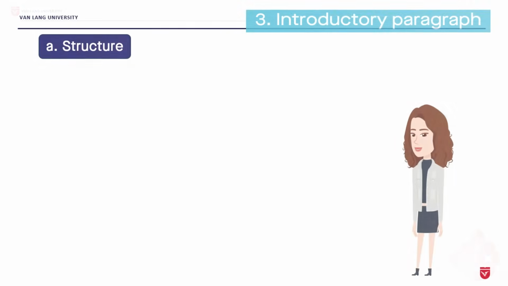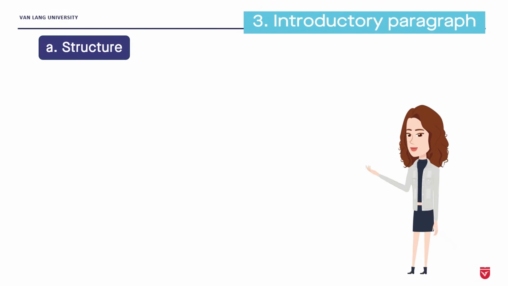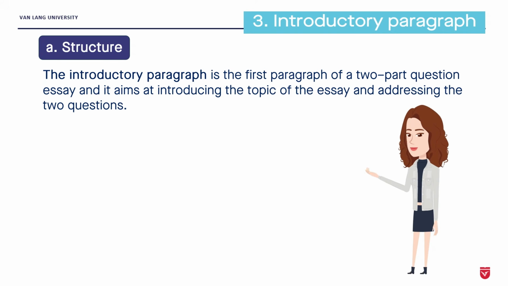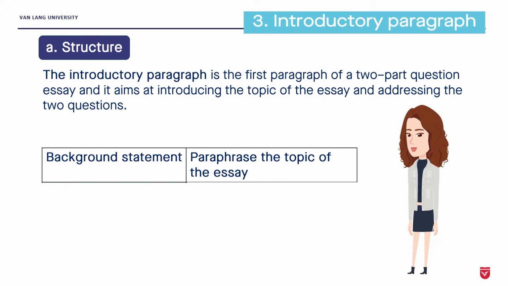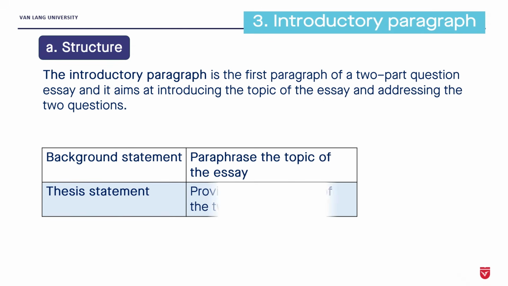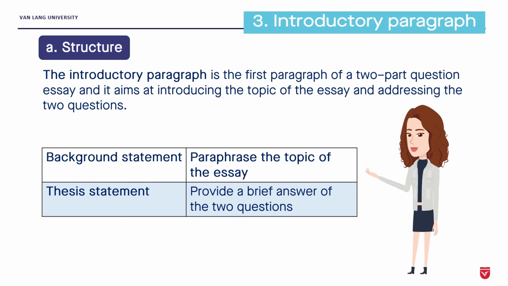Now, we will learn the structure of the introductory paragraph. The introductory paragraph aims to introduce the topic of the essay and provide the answers of the writer for the two questions. There are 2 parts in an introductory paragraph. First, the background statement in which you have to paraphrase the topic. Second, for the thesis statement, you have to state the answers for both questions.